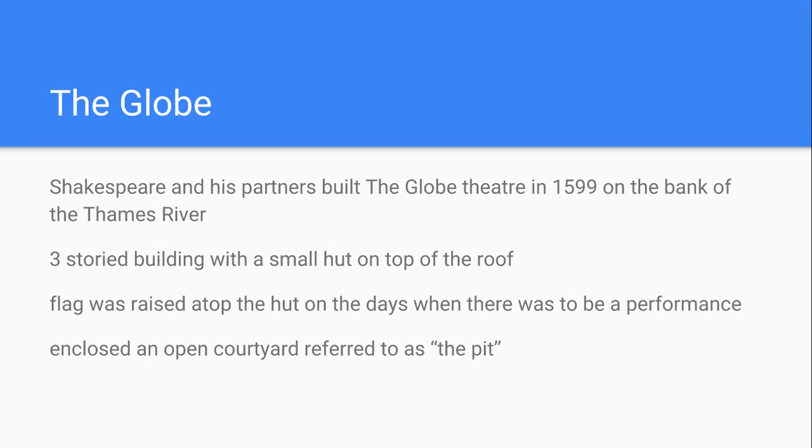So there were a lot of other playhouses in the area, and they would raise their flag on the day that there would be a performance, so that way people would know that there was a play that day. So people would walk around with their friends, with their husbands or wives down the River Thames, and they would look for any playhouses that would have their flag raised, and then they would just go in and watch the show that day. It was enclosed in an open courtyard referred to as the pit.